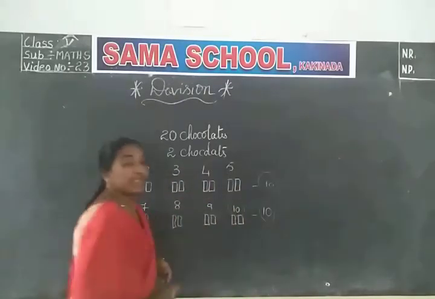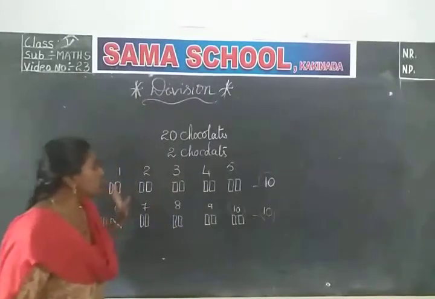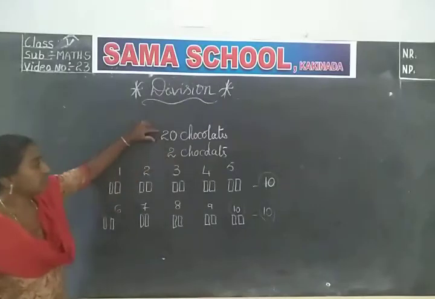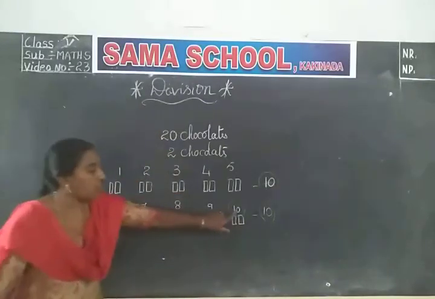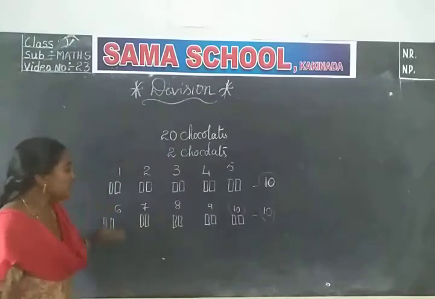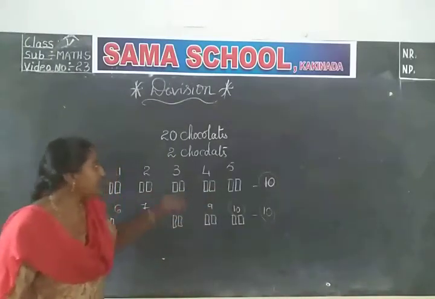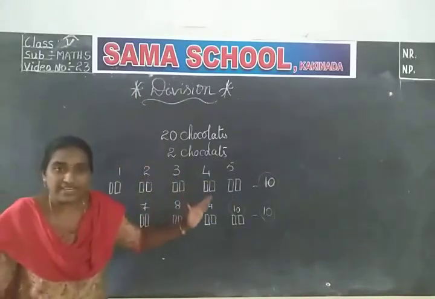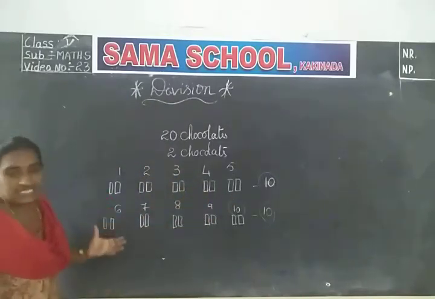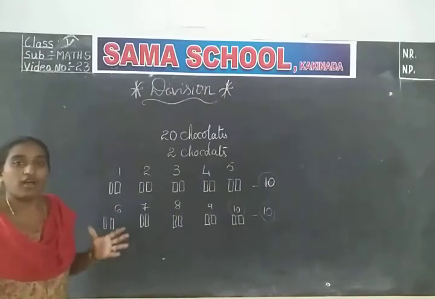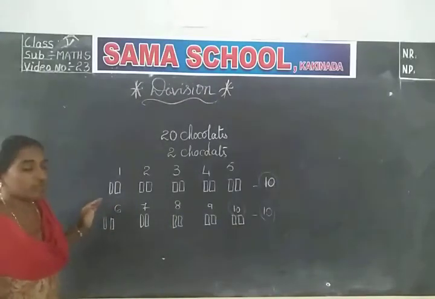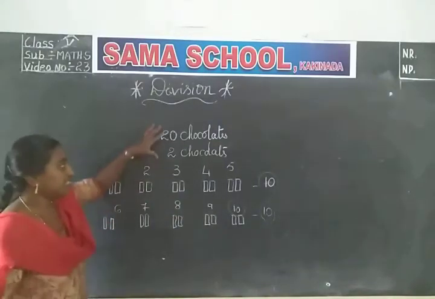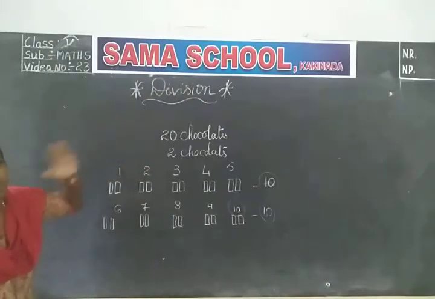See, you have given 2 chocolates for how many students? 10 students. So these 20 chocolates are sufficient for how many students? 10 students. So what did you do here? You have distributed the chocolates equally. So division is nothing but distribution of something equally, or sharing of something equally. This we can express in the form of division also.